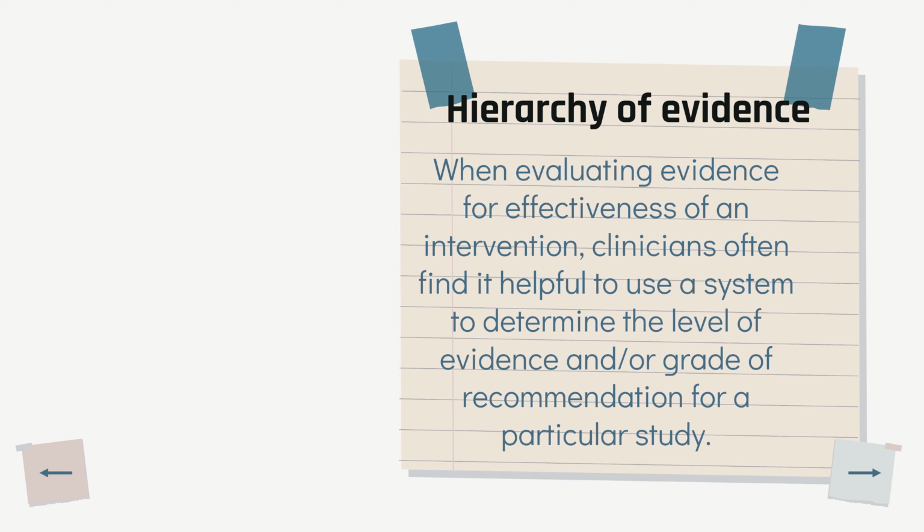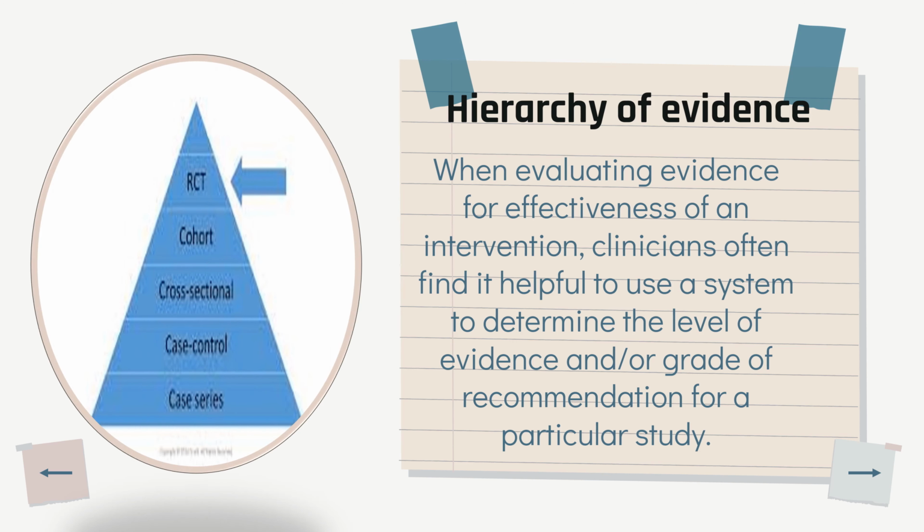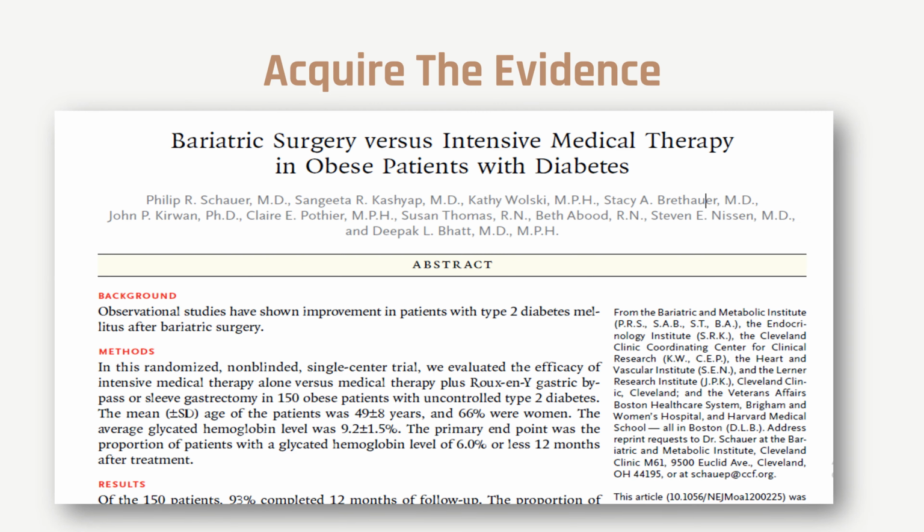At first, we should determine the hierarchy of evidence. When we are evaluating evidence for the effectiveness of an intervention, clinicians often find it helpful to use a system to determine the level of evidence and degree of recommendation for a particular study, so for our intervention question we will use the RCT study design. Now, let's read the article we found using our PubMed search about bariatric surgery versus intensive medical therapy in obese patients with diabetes.